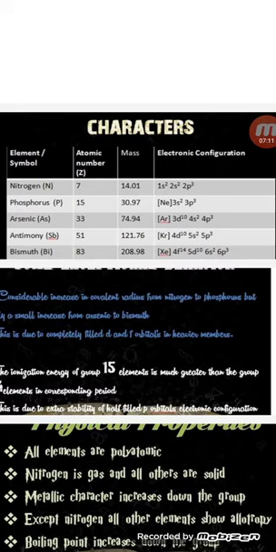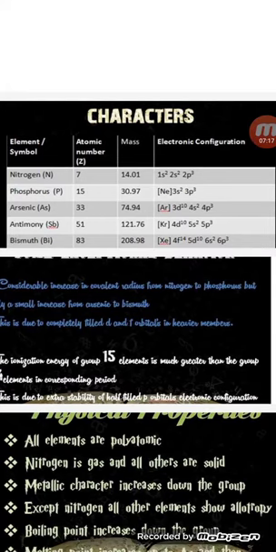The ionization energy of group 15 elements is much greater than that of group 14 elements in the corresponding period. As we go from left to right in the period, atomic radius decreases, and with decrease in the atomic radius, it becomes difficult for the outermost electron to be pulled out. As a result, if you compare elements of group 15 and 14, the elements of group 15 will have more ionization energy as compared to that of group 14 elements.